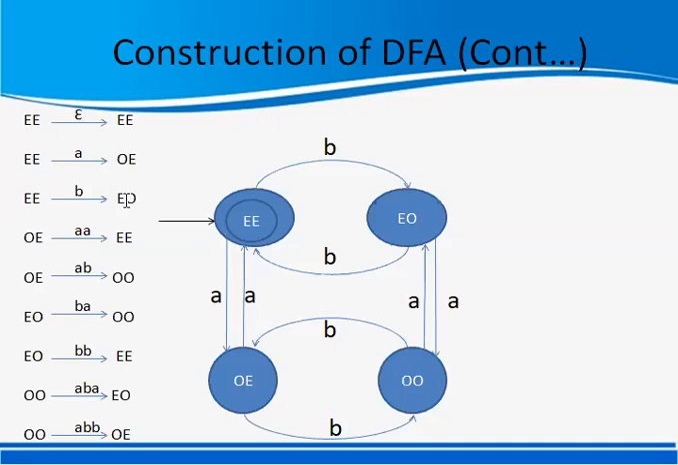First we will look at the left hand side, how we will construct the DFA. We will check for each state. From state EE, if we have an empty string, we will have the next state as EE itself.